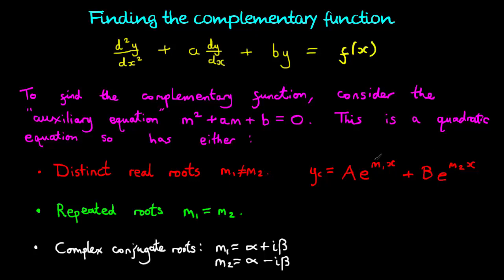So we've got two exponentials, two arbitrary constants in front of them, and it's the sum of those. That's the complementary solution when we have distinct real roots of the auxiliary equation.